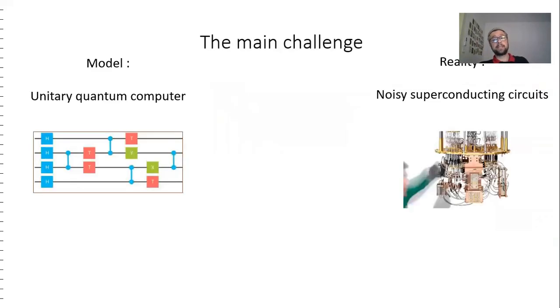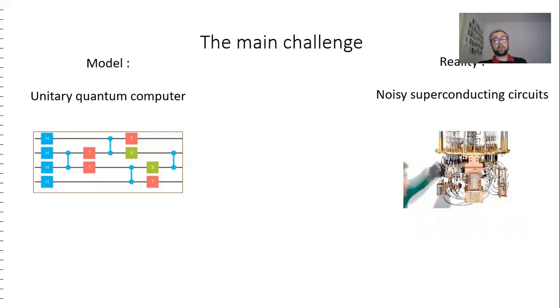The main challenge is that there is a dichotomy between the idealized model of a quantum computer that we have in our textbooks, based on unitary quantum gates, and reality, such as in this picture: noisy superconducting quantum computers, or alternatively trapped atoms, trapped ions, or other types of platforms. In these platforms, the dynamics is non-unitary because it is affected by random, unknown, time-dependent noise.